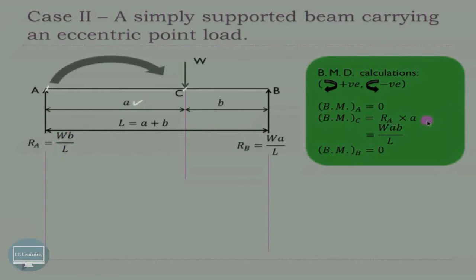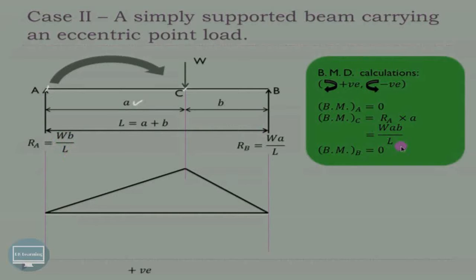Substitute the value of Ra. Ra is Wb by L into small a. So it is Wab by L. So these values are plotted on the diagram. We get this bending moment diagram in this particular case.